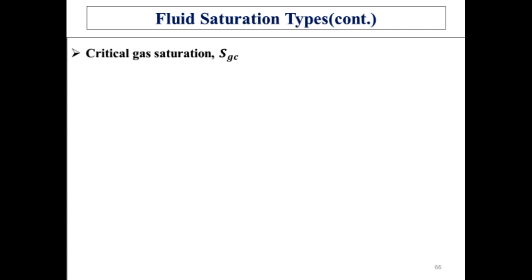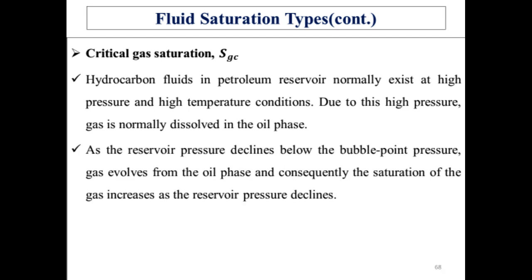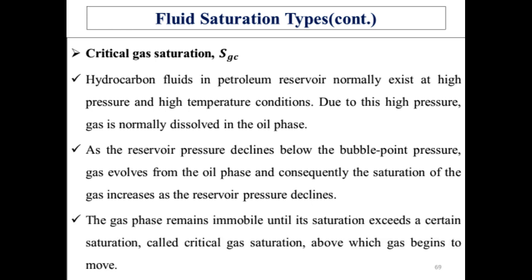Critical gas saturation. Hydrocarbon fluids in petroleum reservoirs normally exist at high pressure and high temperature conditions. Due to this high pressure, gas is normally dissolved in the oil phase. As the reservoir pressure declines below the bubble point pressure, gas evolves from the oil phase, and consequently, the saturation of the gas increases as the reservoir pressure declines. The gas phase remains immobile until its saturation exceeds a certain saturation, called critical gas saturation, above which gas begins to move.